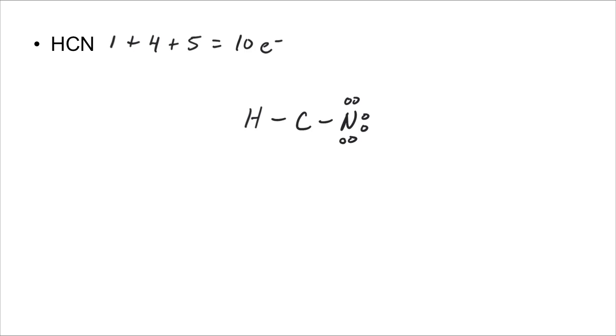And so the way we're going to give carbon an octet is we're going to take lone pairs off of the outer atoms, in this case nitrogen, and we're going to move them into the area between carbon and nitrogen and make a bond. In this case, a triple bond. And so what we end up with is carbon triple bonded to nitrogen.